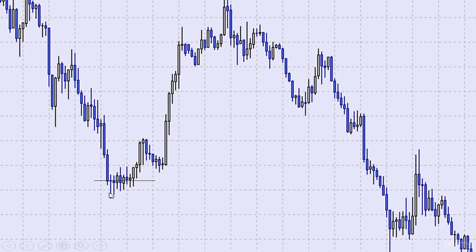So we have tweezer bottoms here. We get the buy. The bears were looking for more selling interest. They found no selling interest, and as a result, prices rallied. So on several occasions, we will get a test of the candlestick patterns.